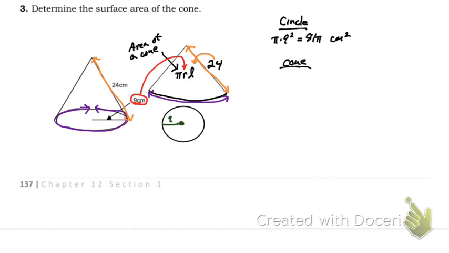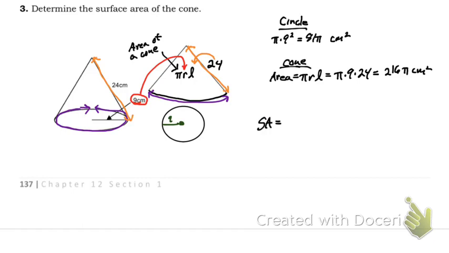Pi times radius times length of your cone. That will be the area of the cone. So area of cone equals pi r L, where r is the radius, L is the length. So it's pi times 9 times 24. So in this case, the area of the cone is going to be 216 pi centimeters squared.